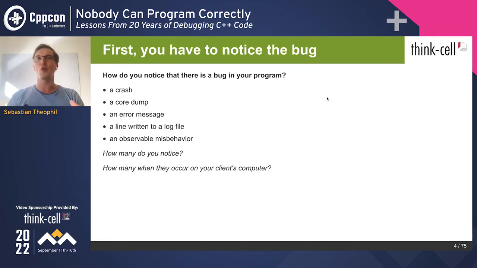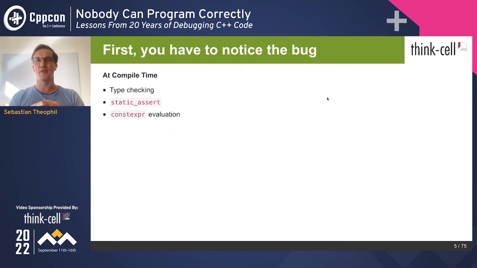So the first step before we actually can start debugging is to increase the number of bug reports we get. This is the first step we have to do to get better, more stable software. We want to have as many bug reports as we can. Now, what ways do we have to get bug reports?